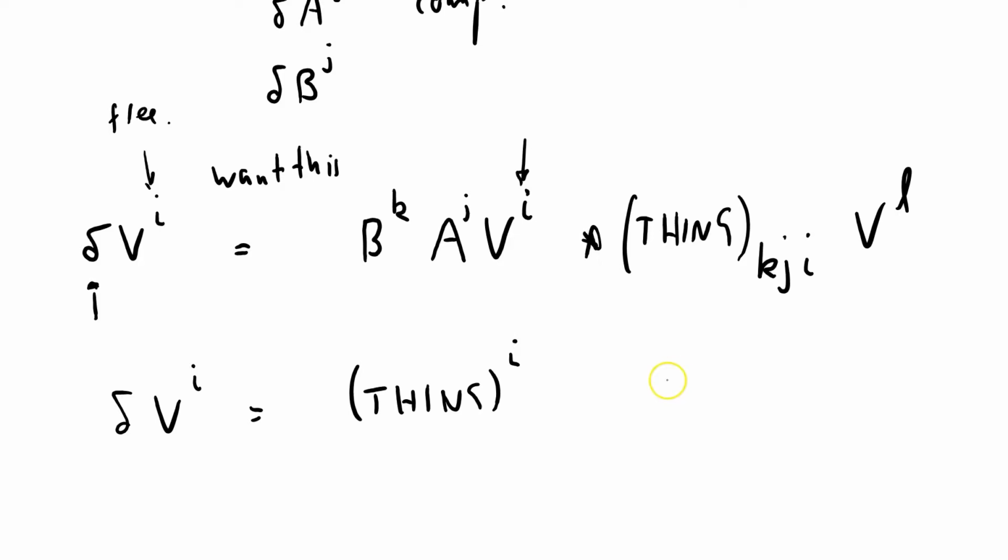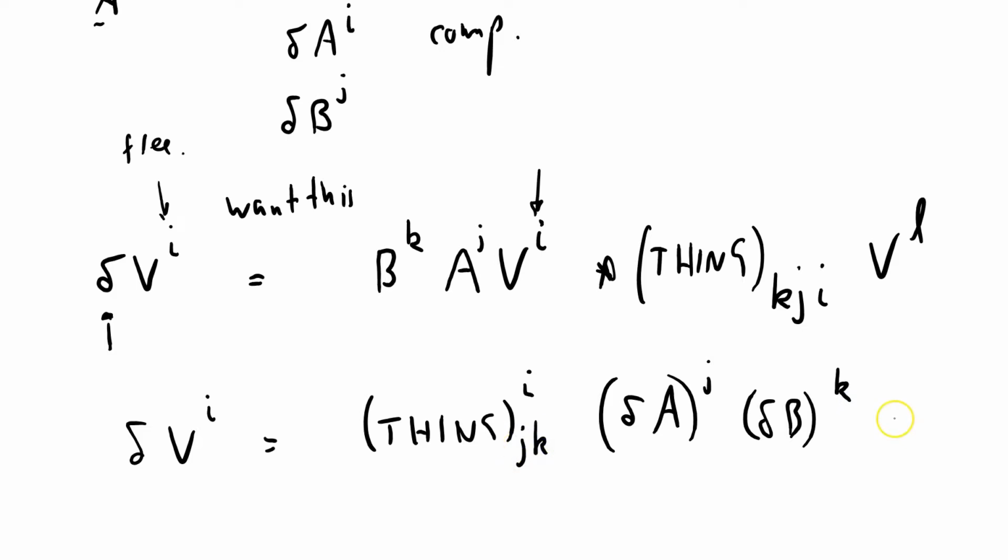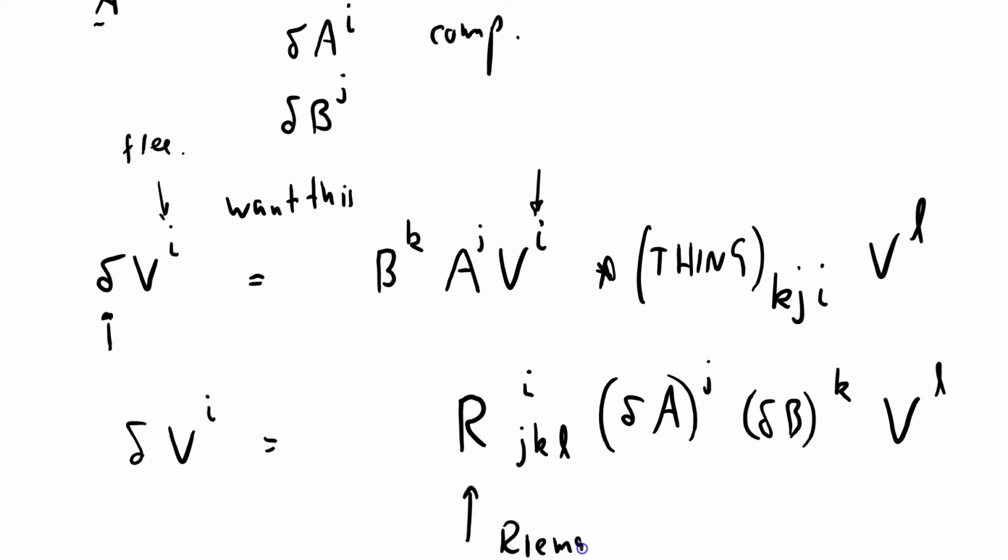So I've got my V. No, I'll do the deltas first. I'll do the delta A, and I'll put it further over there. Delta A_J, delta B_K, and I'm going to contract on the J and the K. And what else have I got left? I've got my original vector V, which has got contravariant component L, which I'm going to put down there as well. So this is what I want. And of course, rather than this thing, I'm going to call it R^I_JKL, and this thing here is by definition the Riemann curvature tensor.